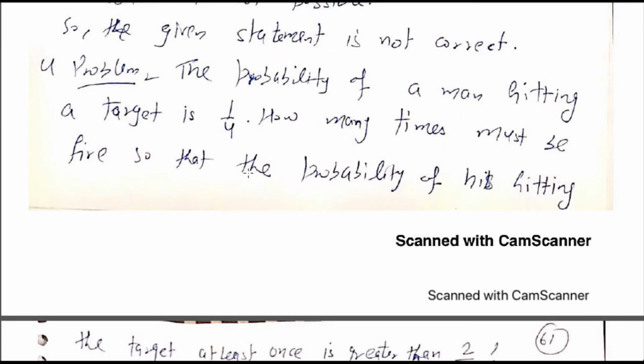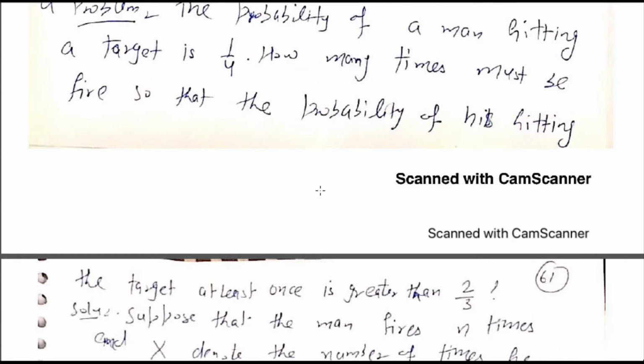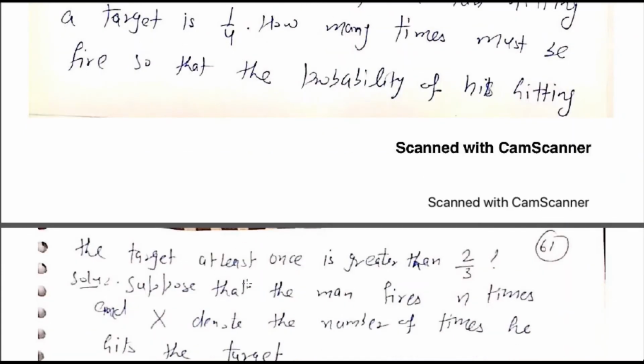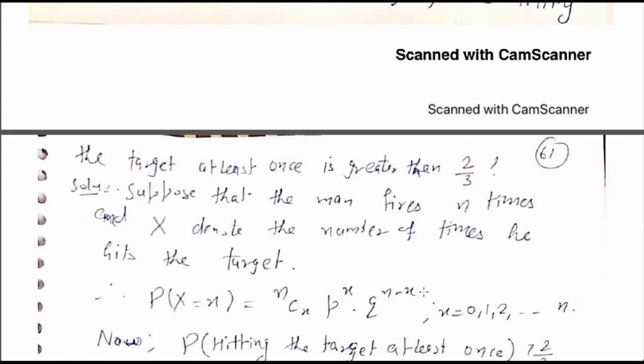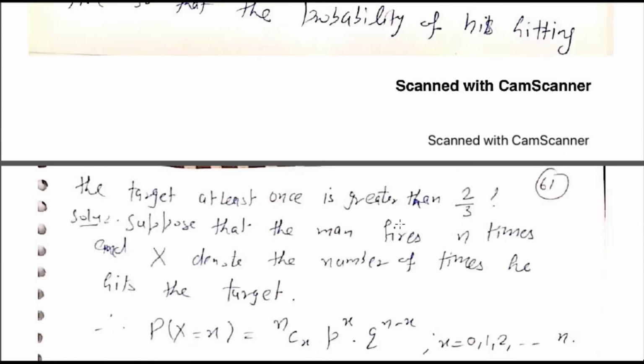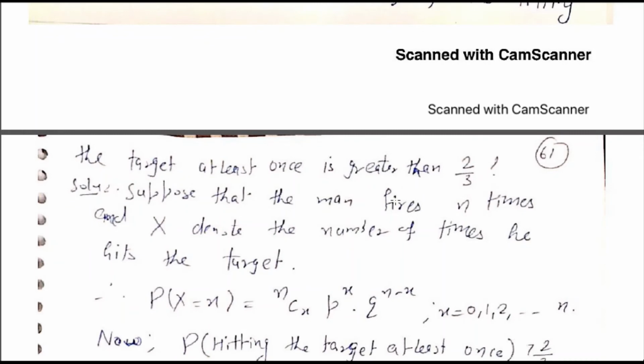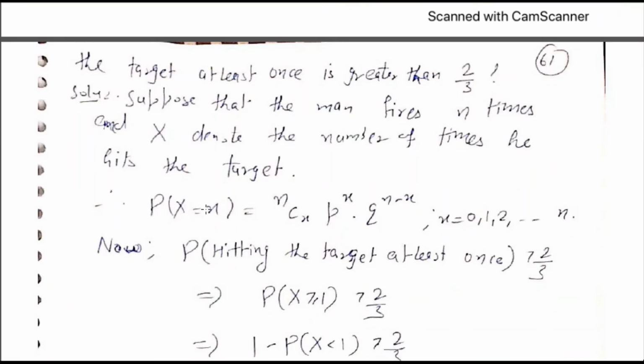So we want to find the value of n so that the probability of his hitting the target at least once, meaning probability of x greater than or equal to 1, is greater than 2 by 3. We know that because it's a binomial distribution, we want to find the number of hits which satisfies this condition. So according to the binomial distribution, if x denotes the number of times he hits the target, then the probability of x is nCx p raised to power x, q raised to power n minus x.